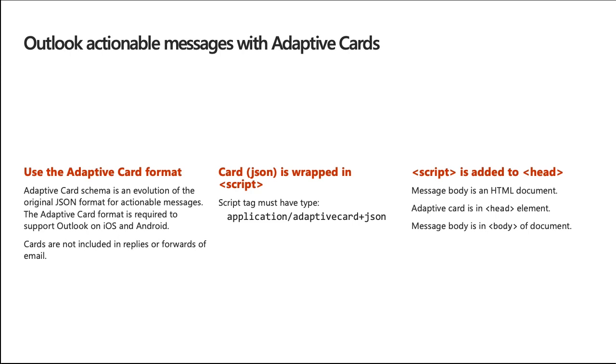Cards are included in an HTML email sent to users, including a script type application/adaptive card+json element in the head element of the email. The message body of the email should still be placed in the body element.